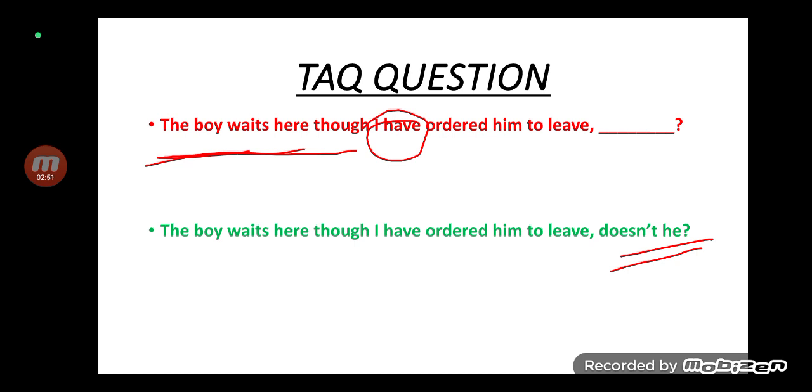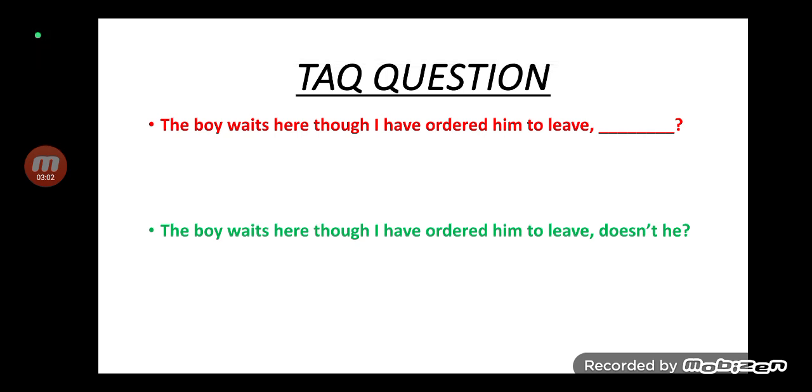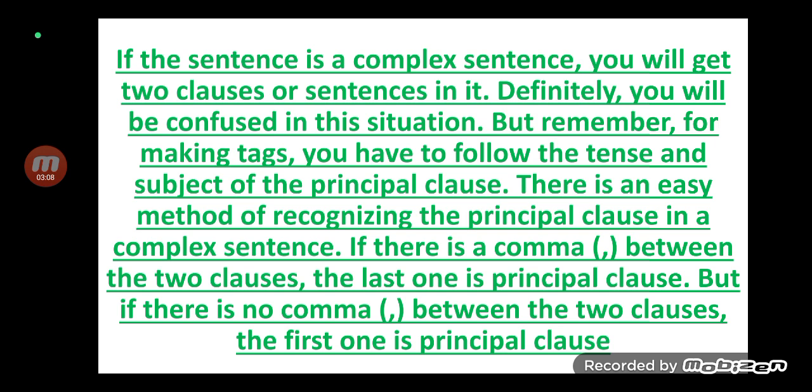So how do we identify which clause is the principal clause and which clause is the subordinate clause? In this situation, there is an easy method to identify the principal clause or subordinate clause. In this slide, you can see if the sentence is a complex sentence, you will get two clauses or sentences in it. Definitely, we will be confused in this situation. But remember, for making a tag, you have to follow the tense and subject of the principal clause.